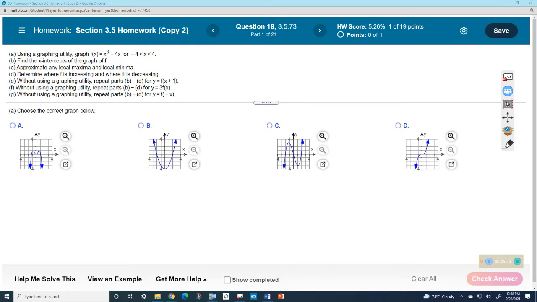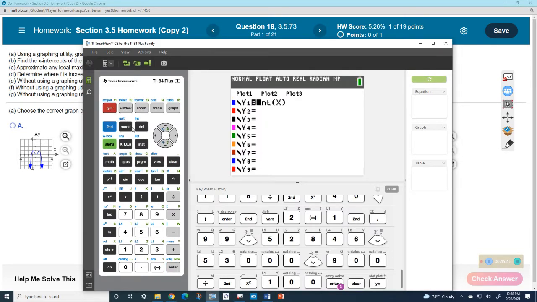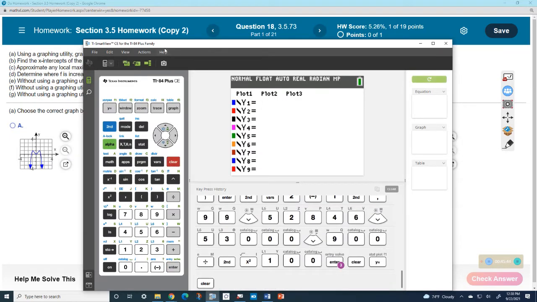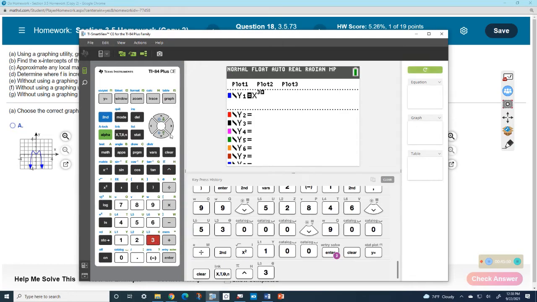Okay, number 18 from the homework. Part A, use a graphing utility to graph f of x equals x cubed minus 4x for x being between negative 4 and 4. So I would want to graph that on my calculator because that's what it wants me to do. X cubed minus 4x is what my function says.